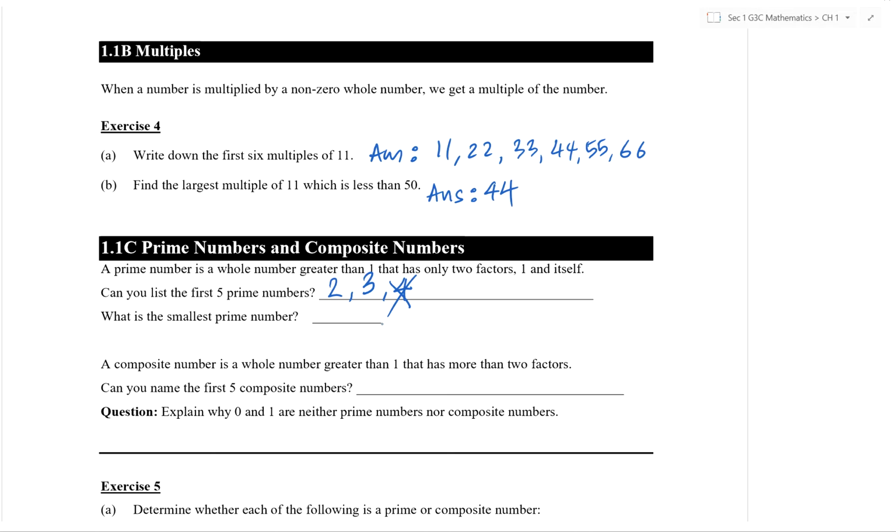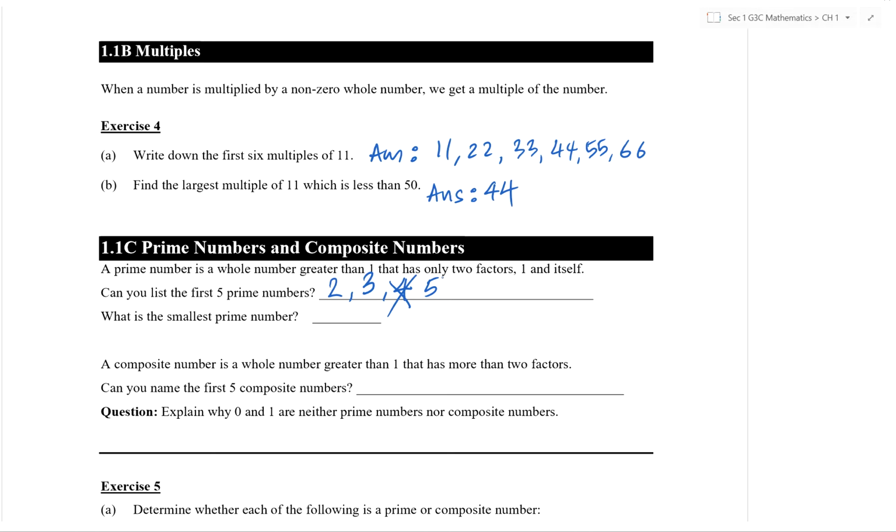Okay, so 4 is not a prime number. What is the next whole number? 5. Let us check. What are the factors of 5? 1 and itself. So this is a prime number.